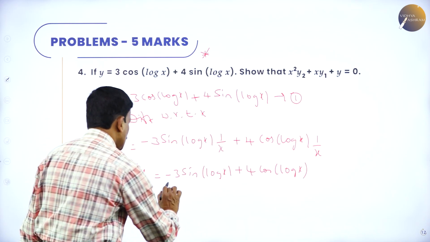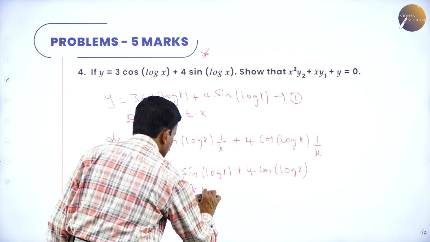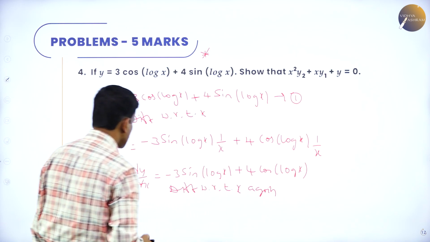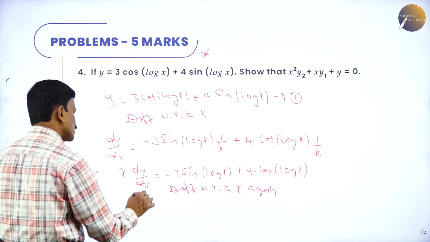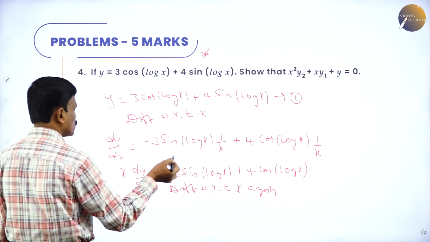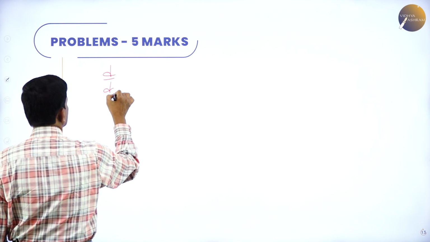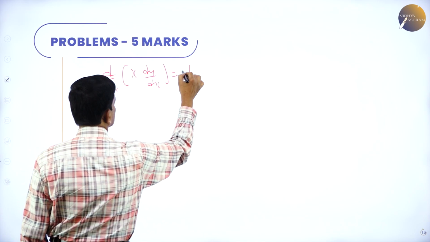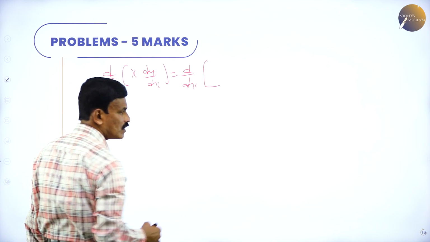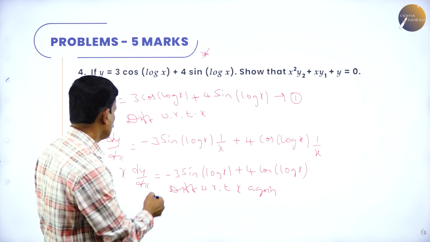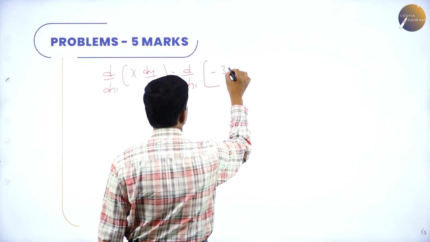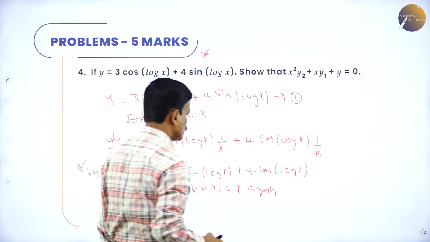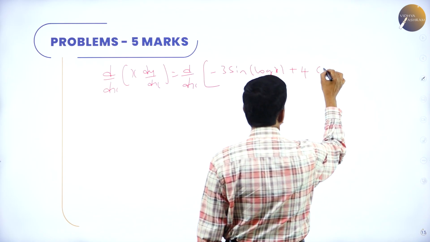Now differentiate again. Differentiating with respect to x again. So if you differentiate, same as usual, this is UV method, product rule. I'll write here. I'll go to the next page. d by dx of x into dy by dx is equal to d by dx of, I'll take this, minus 3 sin log x plus 4 cos log x.